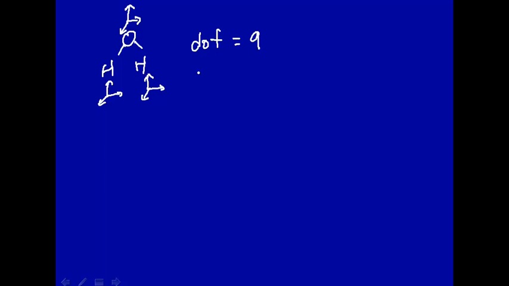Or in general, the degrees of freedom with nothing restricted will be 3 times n, where n is the number of atoms in the molecule.